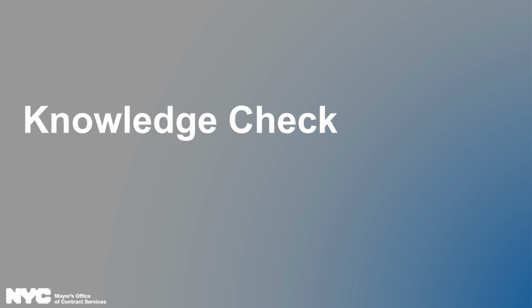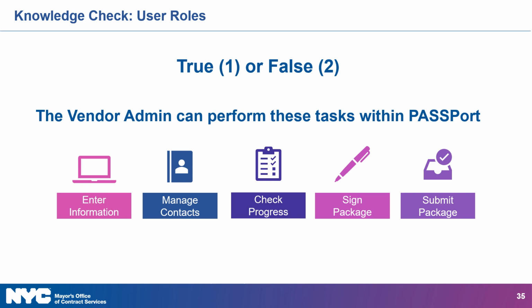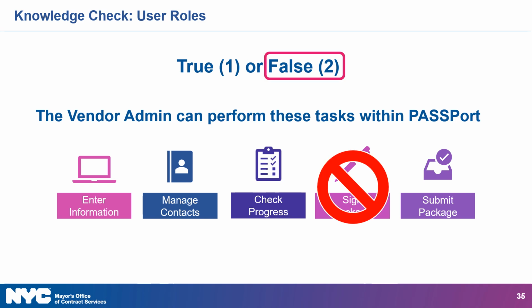Let's do a quick knowledge check to see if you're still with us. True or false? The vendor admin can enter information, manage contacts, check progress, sign the package, and submit the package. I'll give you a few seconds. All right, those of you who said false, you're correct. The vendor admin is not able to sign the package. Only a signatory can do this.